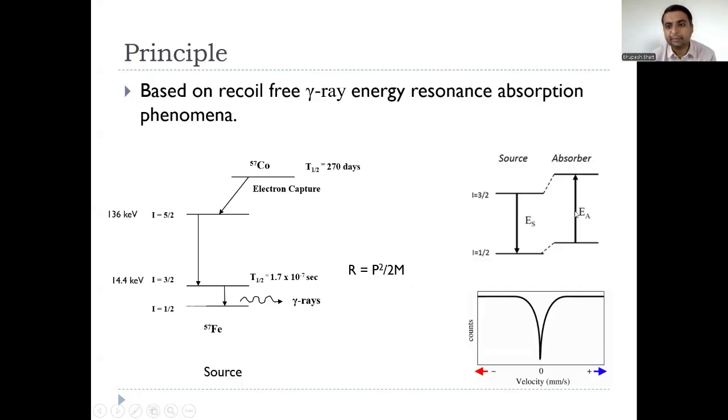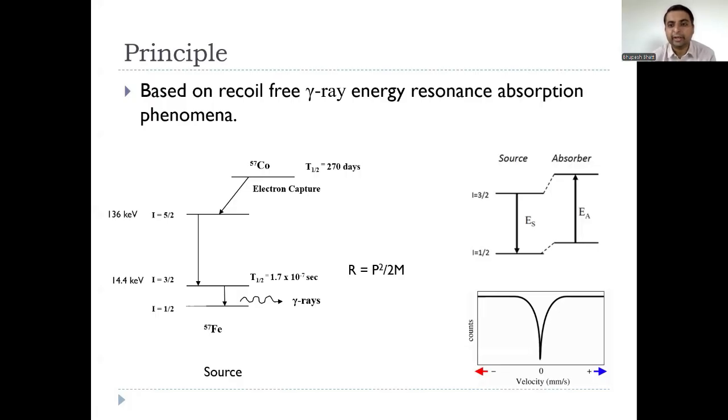But this sample material can be in any ore material, it can be in any alloy material, it can be in any ferromagnetic environment, it can be in a cubic environment, it can be in a non-cubic environment. So based upon the electronic environment of this absorber material, the energy level difference of the ground state and excited state is going to be varied in the case of absorber material.